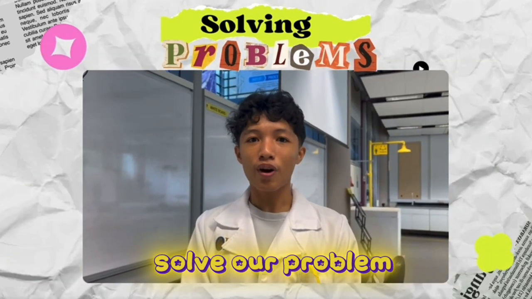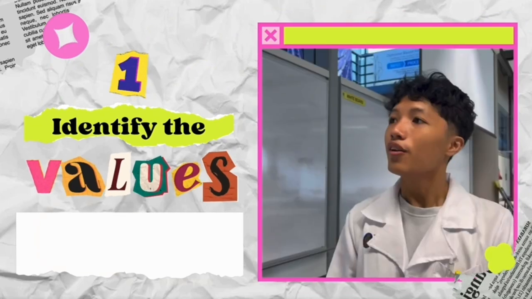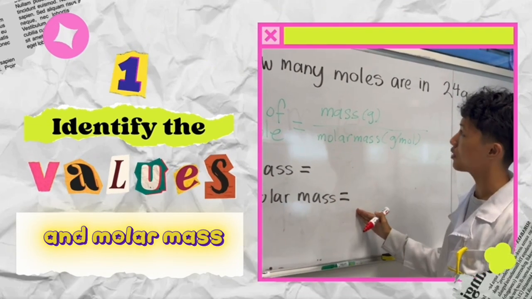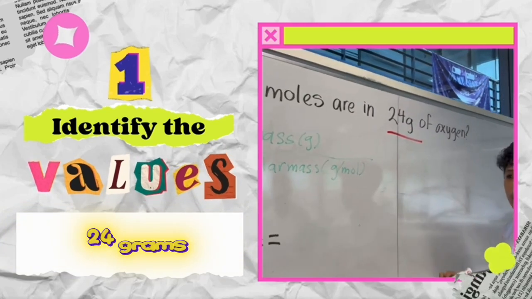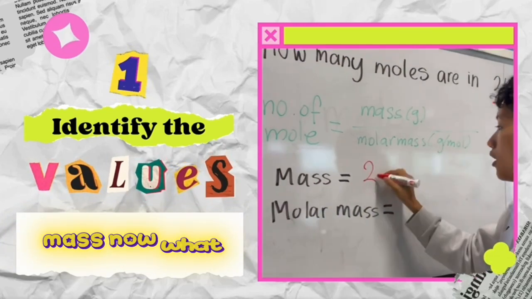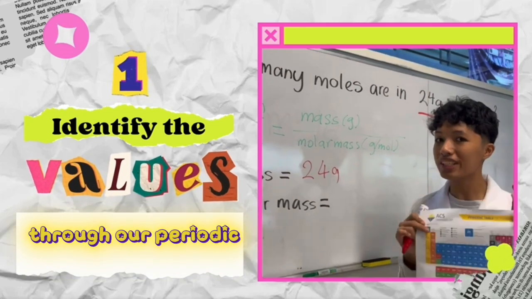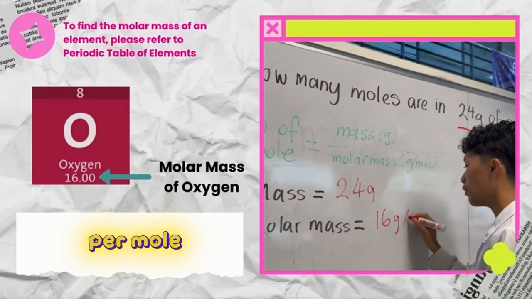So to solve our problem, there are a few steps that we need to do. First, we need to identify our values, which are mass and molar mass. So let's look through our question. It is given that oxygen is 24 grams. That is our mass. Now what about our molar mass? Let's look through our periodic table and find oxygen. Oxygen here is stated as 16 grams per mole.